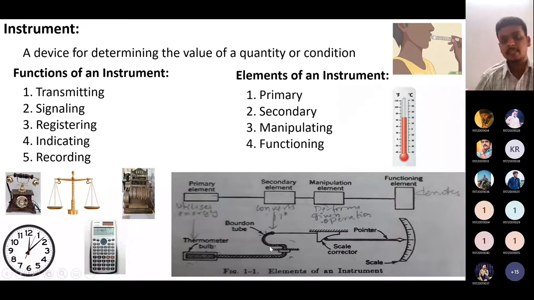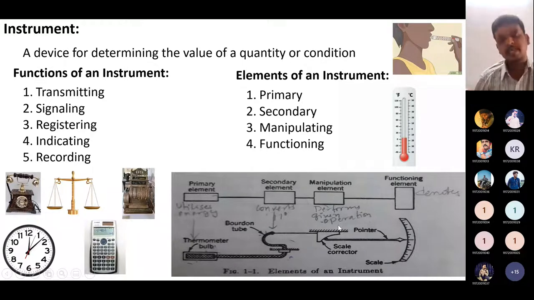An example of the secondary element is a Bourdon tube, or we can also say a pressure spring type of instrument. The Bourdon tube will convert the mercury displacement into a fluid displacement, and then into a link displacement. This link will be displaced due to the displacement produced inside the thermometer bulb, the pressure spring or the Bourdon tube.